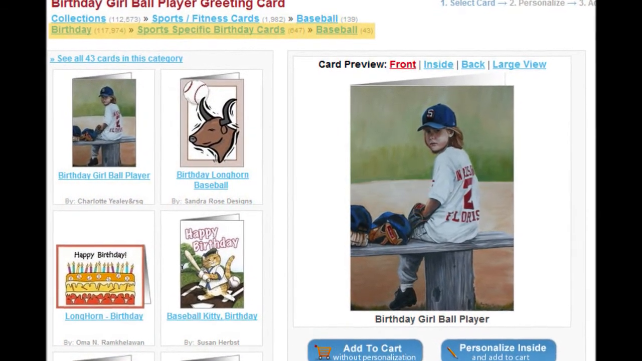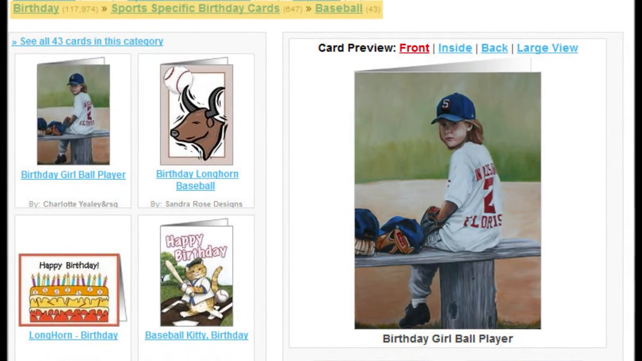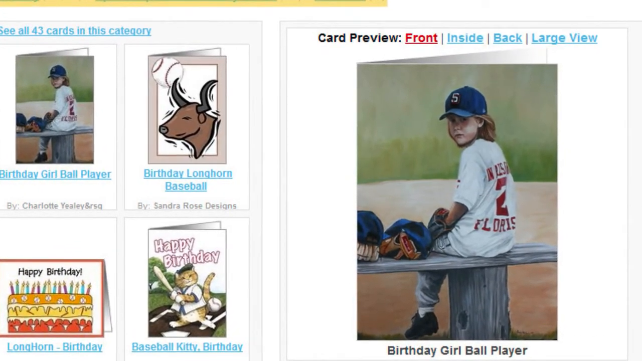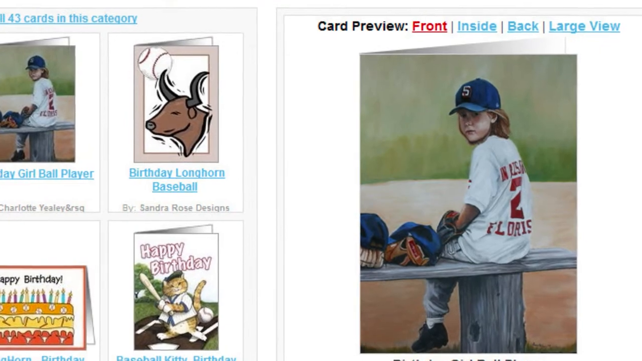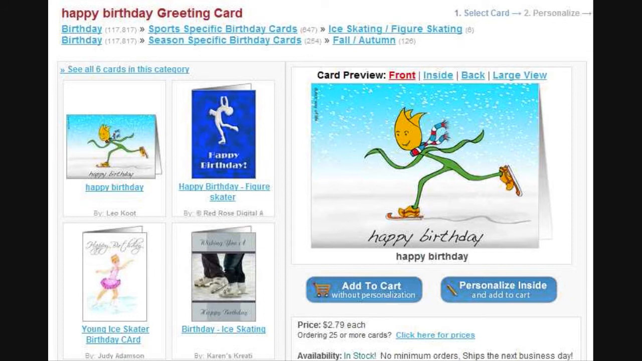If, however, your hobby specific card is pretty specific to a particular hobby, or your sports specific card is pretty particular to a particular sport, it won't be allowed in the general category. Similarly, an occupation specific card is only allowed in the occupation specific subcategory. There are cases where a good lifestyle card is perfect to place in two lifestyle subcategories, and this is okay, but it needs to be a good fit for both. Here is a good example. It is a good lifestyle card in Sports Specific under Ice Skating, as well as in Season Specific under Fall and Autumn.